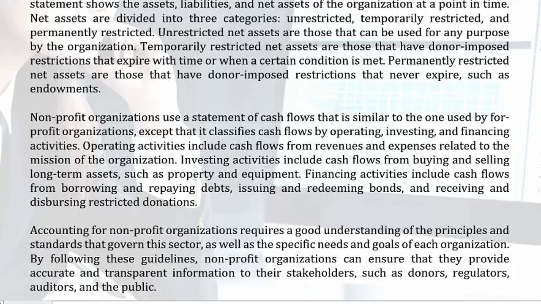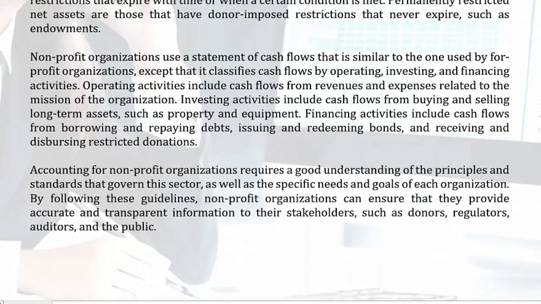Nonprofit organizations use a statement of cash flows that is similar to the one used by for-profit organizations, except that it classifies cash flows by operating, investing, and financing activities. Operating activities include cash flows from revenues and expenses related to the mission of the organization. Investing activities include cash flows from buying and selling long-term assets, such as property and equipment. Financing activities include cash flows from borrowing and repaying debts, issuing and redeeming bonds, and receiving and dispersing restricted donations.